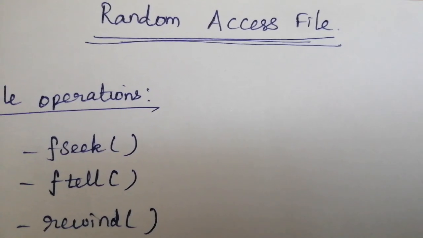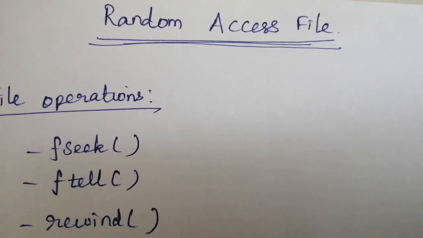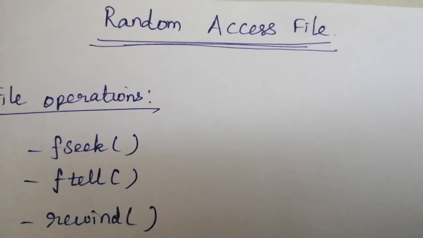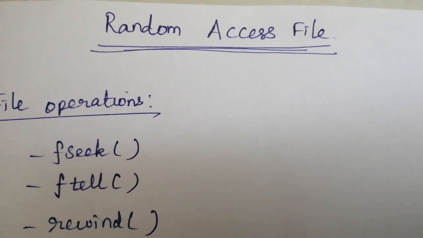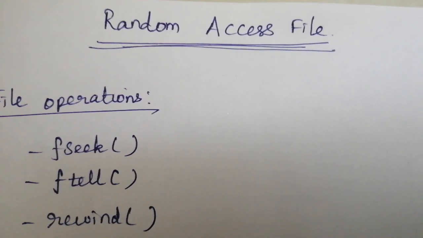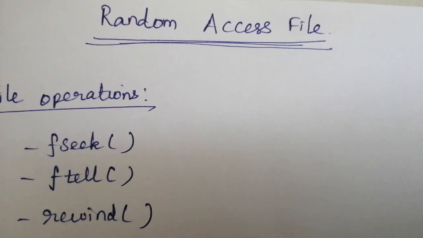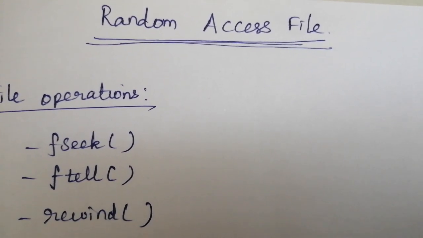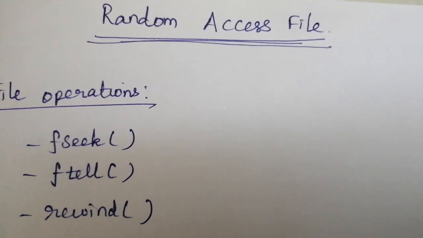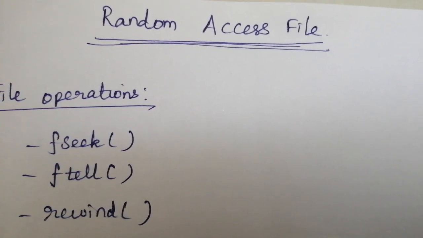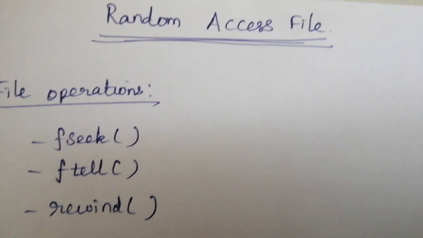Suppose you want to access a particular record in a file, then you can access that record directly instead of accessing all the records present in the file. So it takes less time when compared to the sequential access file. It is otherwise known as direct access file since a specific record can be accessed directly. This is about random access file.